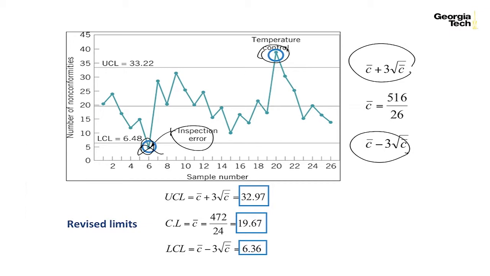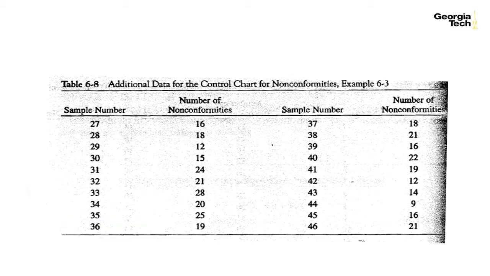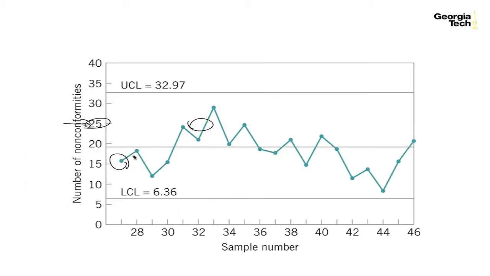We remove these 2 points and we recalculate C bar. Now instead of 26, we have 24 samples, and this is the new C bar. Based on that, we have UCL and LCL. And based on this UCL and LCL, we see that there is no other point out of control. Then we move to phase 2, and phase 2 is one sample at a time. So sample 27, 100 boards, has 16 nonconformities, and we plot that 16 on the chart, which is this point. And then the next sample, and as you can see, the process is in control, and we continue monitoring the process.